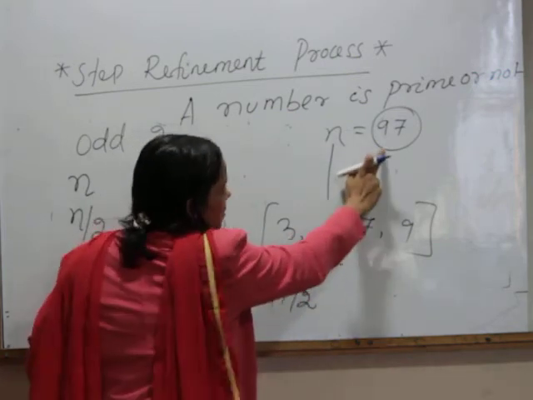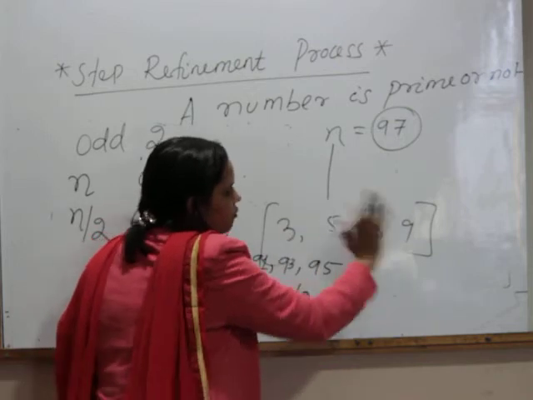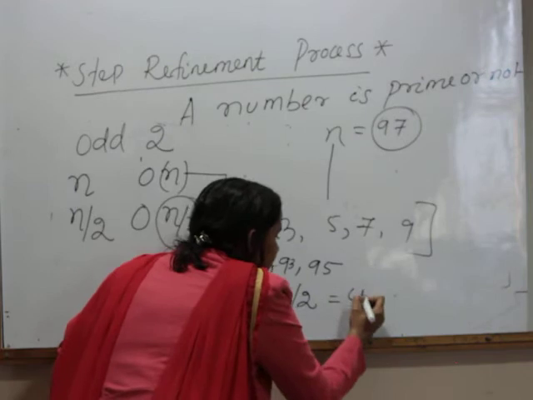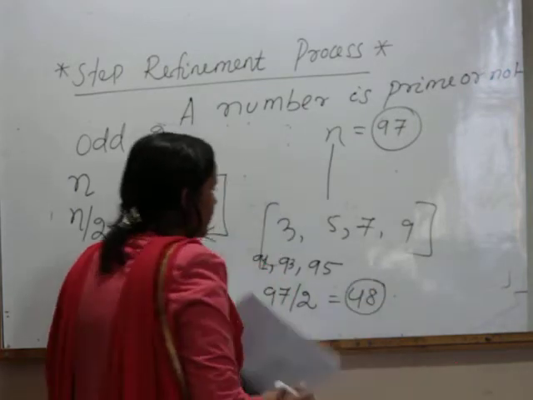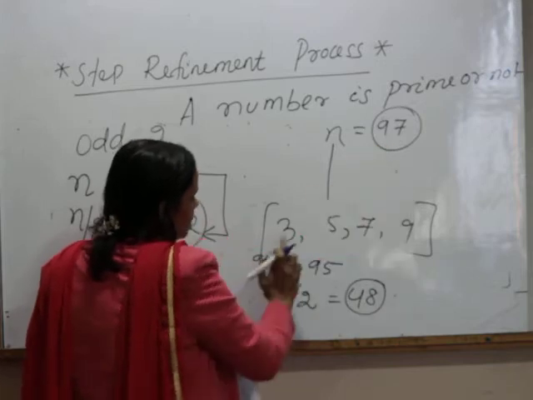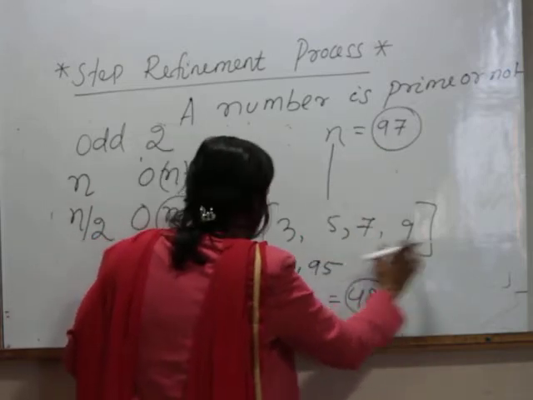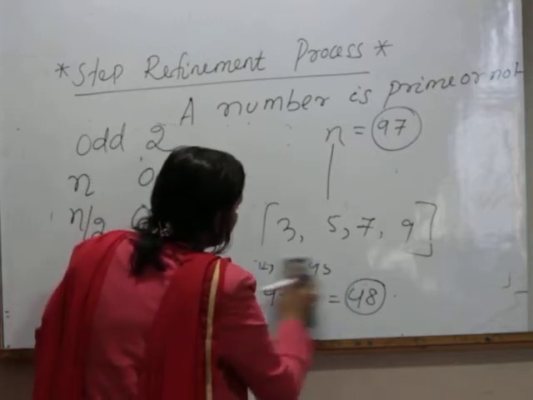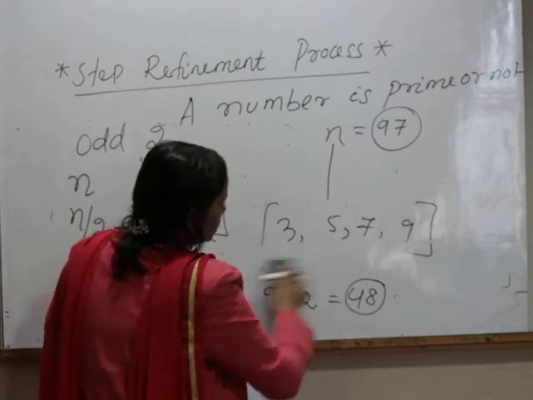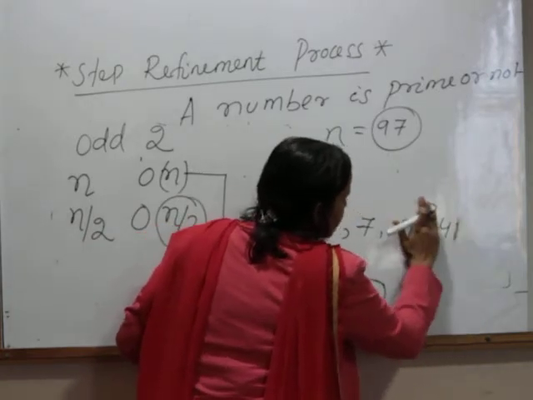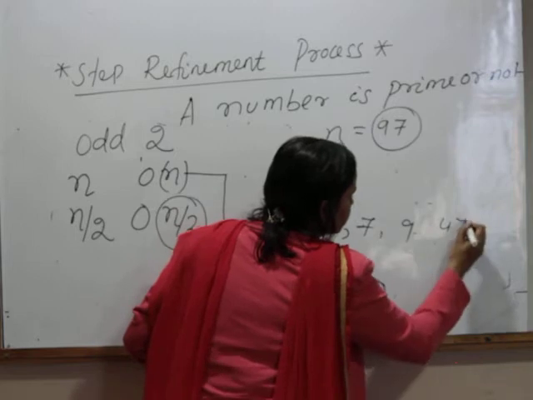97 is divisible by what particular number we have to check? 97 divided by 2, so whatever we are getting, that upper bound we can take, 48. Now we don't have to check 97 with all the numbers 3, 5, 7, 9, 91, 93, 95. What can we do? We can make it maximum 48, or you can say 47.